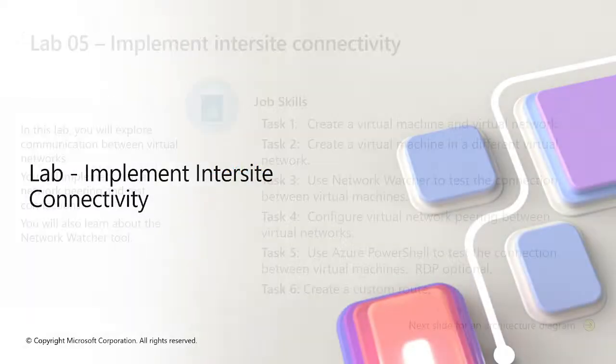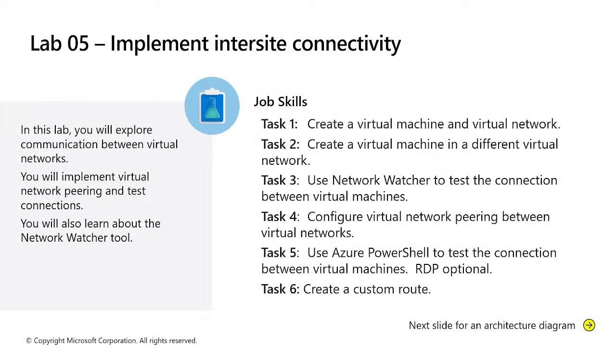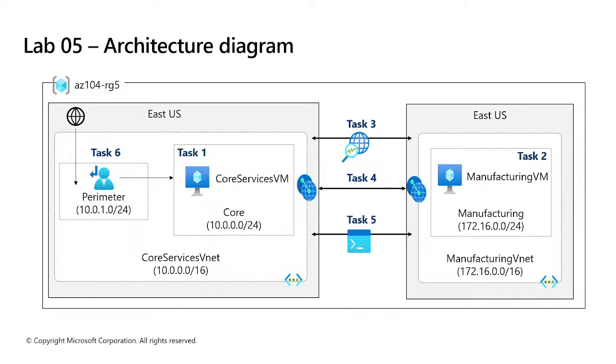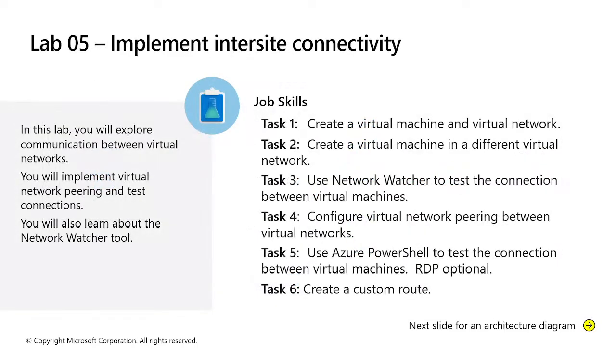So the labs would be the ones. I need you to complete this lab also. These are things that we've done today. What they just did was to create virtual machines and virtual networks, with virtual machines in different networks. They use the Network Watcher to test the connection between virtual machines.